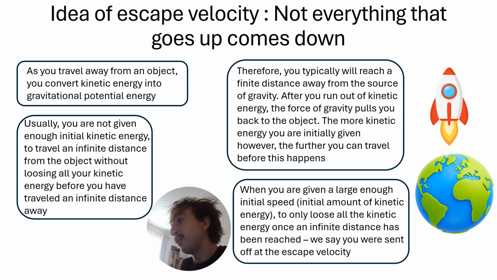And when you give something just enough kinetic energy initially to escape the gravitational field of a planet completely, that is to travel all the way to infinity with no added forces acting on the object apart from gravity, then we say that you've given the object an initial speed which is equal to the escape velocity. So the escape velocity corresponds to the velocity an object has if it has just enough kinetic energy to completely escape the gravitational pull of another object by just going to infinity before it runs out of kinetic energy.